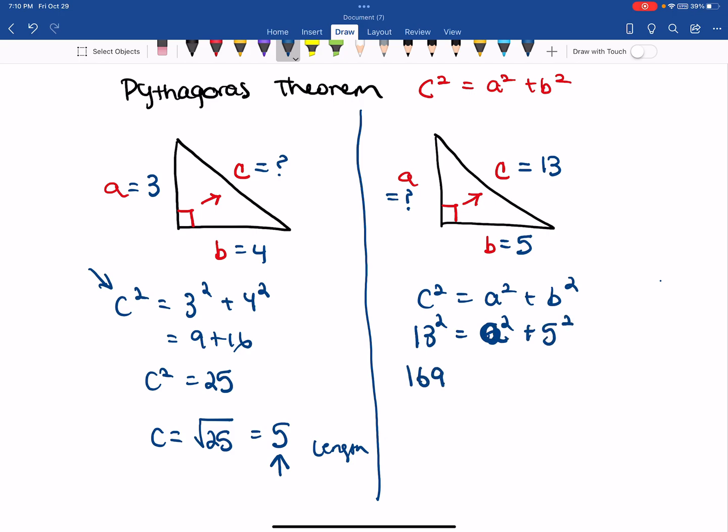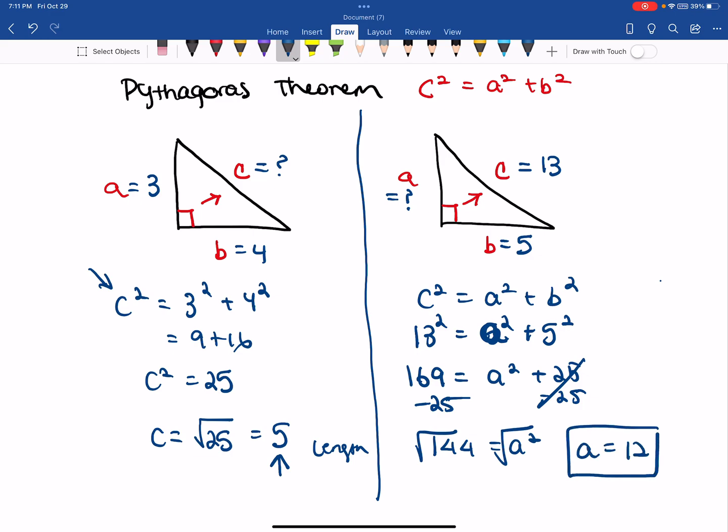That's 169, and that's a squared plus 25. Let's do some algebra. Subtract 25. 144 is a squared. So we're going to take the square root. Once again, I'm just going to consider the positive side because it is the length value. So therefore, that is 12.